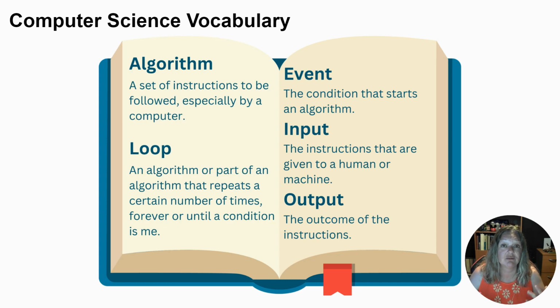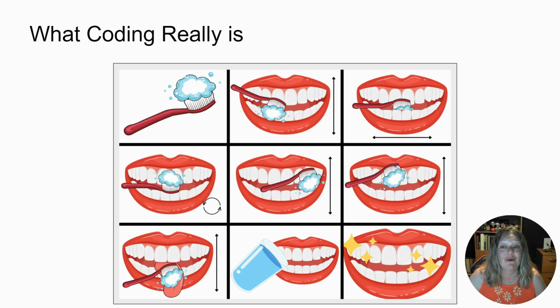And that is really what you need to know about programming a computer or a robot or anything, is just these basic things are going to come into play. And now we can talk about how coding really is, as we say, just following a set of instructions like brushing your teeth. We could ask students to come up with this set of instructions.